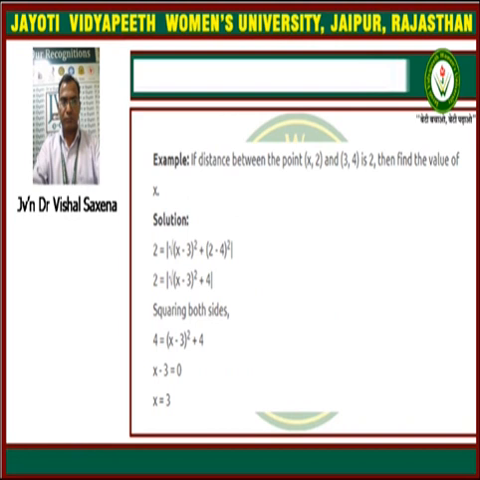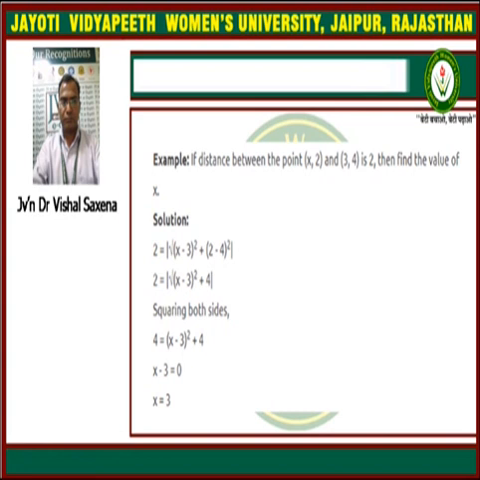Now we can understand this within this example. If the distance between the point (x, 2) and (3, 4) is 2, find the value of x. So in this example we are given 2 points, (x, 2) and (3, 4). These are the 2 points and the distance between them is 2. Then find the value of x.